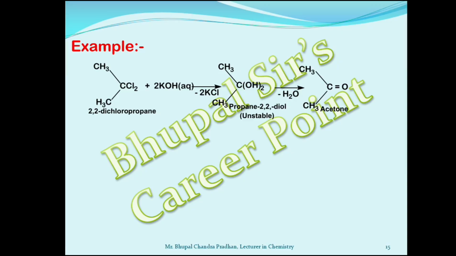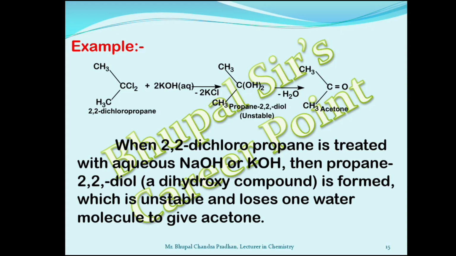Whenever 2,2-dichloropropane reacts with aqueous NaOH or KOH, then the chlorine atoms are substituted by OH groups and we will get propane-2,2-diol, which is unstable and loses one water molecule to give acetone or propanone. In statement, we have to write down: when 2,2-dichloropropane is treated with aqueous NaOH or KOH, then propane-2,2-diol, a dihydroxy compound, is formed, which is unstable and loses one water molecule to give acetone.